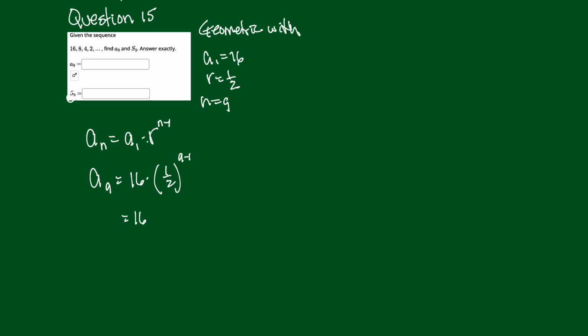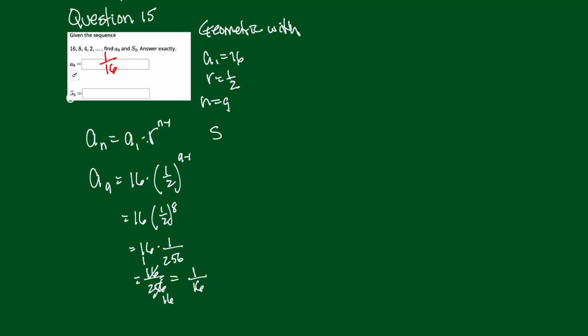How about 16 times 1/2 to the 8th? That's going to be 16 times 1 over 256. Now, I just happen to know that 16 over 256, 16 will go into 16 once, and into 256 16 times. This turns out to be 1/16. So the ninth term of this geometric sequence is 1/16.